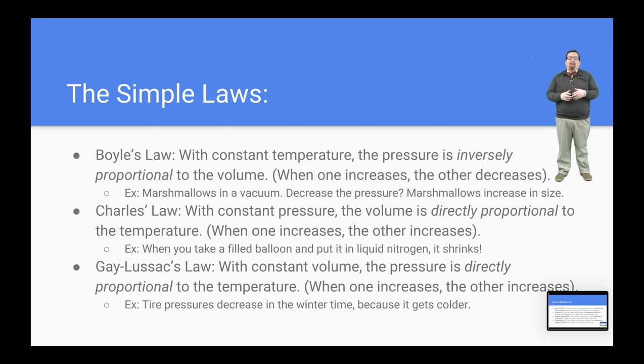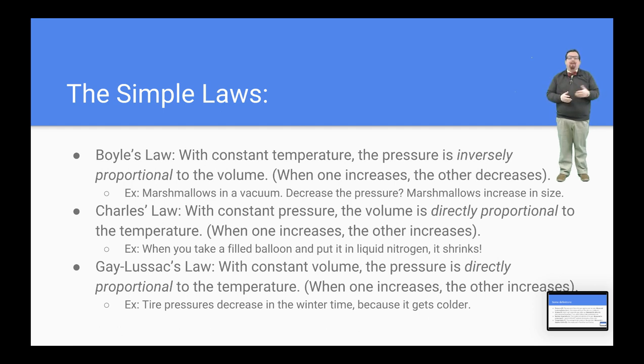So let's start off with what I like to call the real OG laws, or the real original gas laws. Robert Boyle found that the pressure is inversely proportional to the volume if you keep the temperature the same. In other words, if you decrease the volume, the pressure will increase, assuming that you're not changing the temperature. You might hearken back to that example of the marshmallows in a vacuum. When you decrease the pressure around those marshmallows, the marshmallows increased in size.